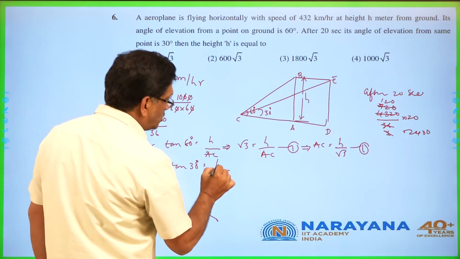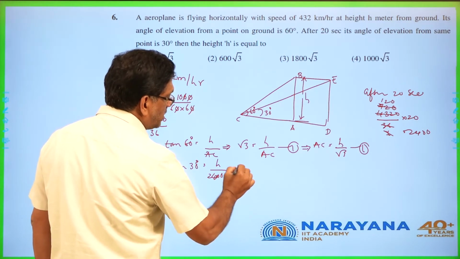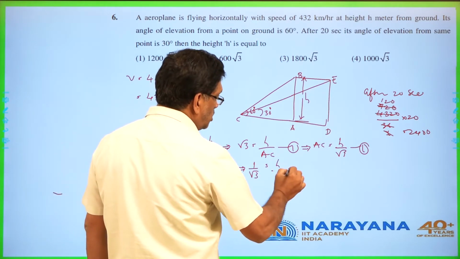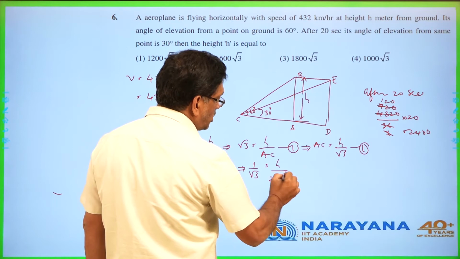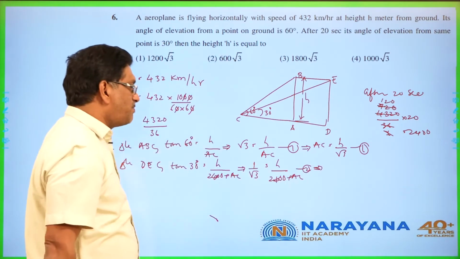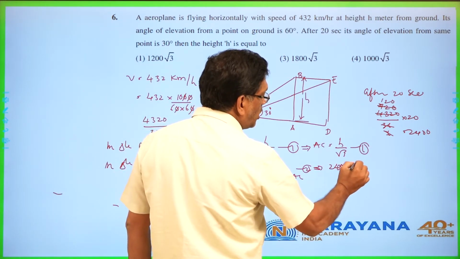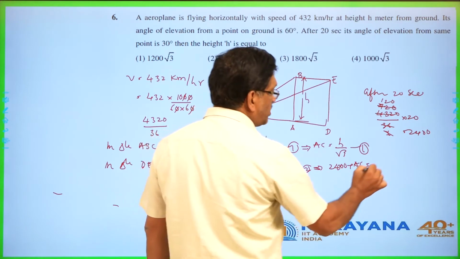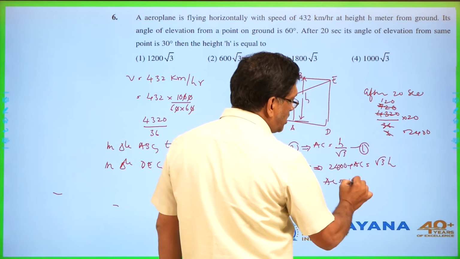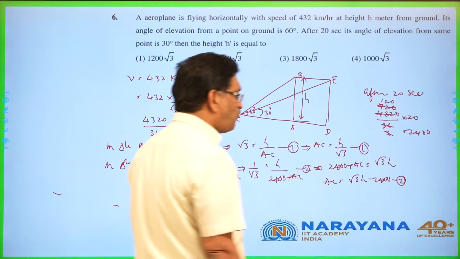So that is, 2400 plus AC. You mean 1 by root 3 is equal to H by 2400 plus AC. So let us cross multiply this one also. If you cross multiply, 2400 plus AC is equal to root 3 H. So AC is equal to root 3 H minus 2400.